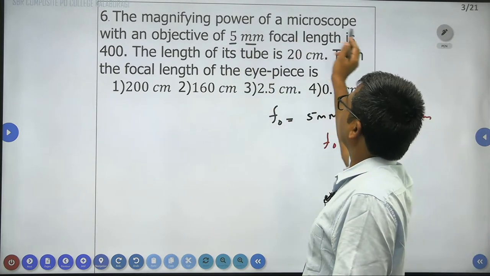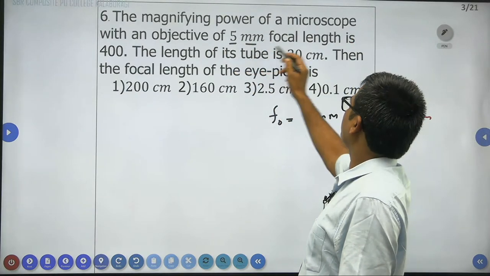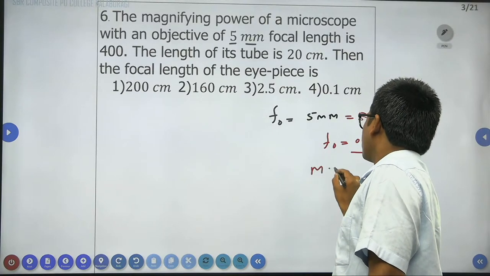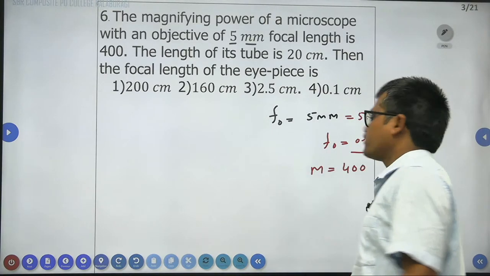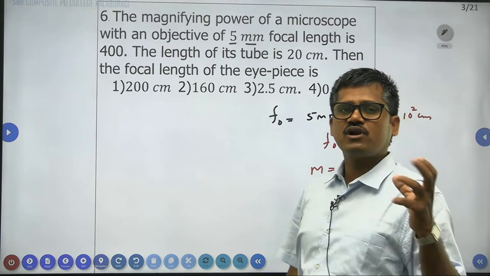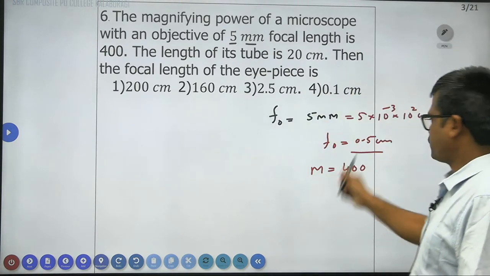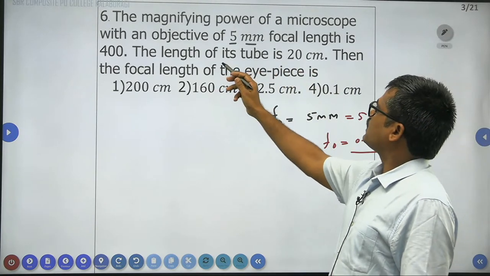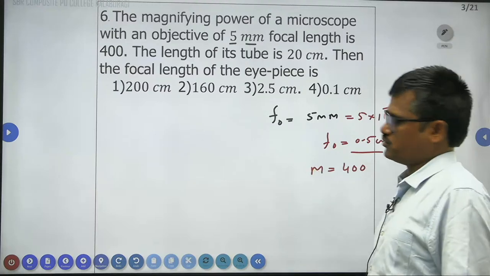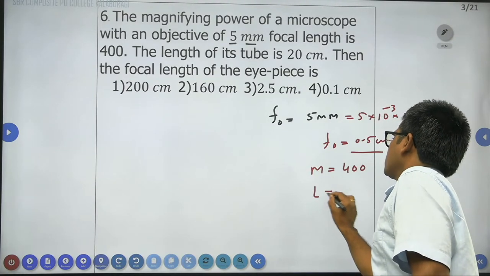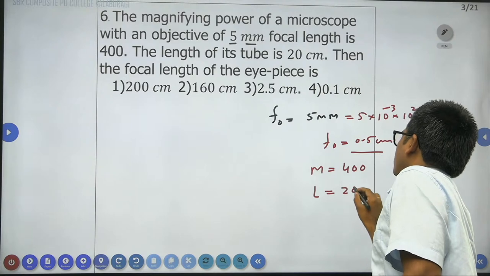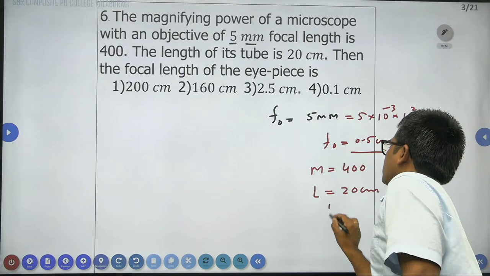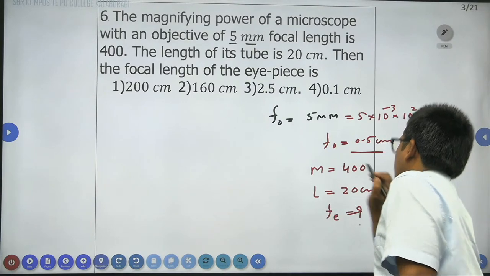So the magnifying power of a microscope with an objective of 5 millimeter focal length is 400. What is the magnifying power of that microscope? It is 400. It means it will make the size of the image 400 times bigger than the size of the object. Done? Okay, now. Then what else is given? The length of the tube is 20 centimeter. Then the focal length of the eyepiece. They're asking here for the focal length of the eyepiece.